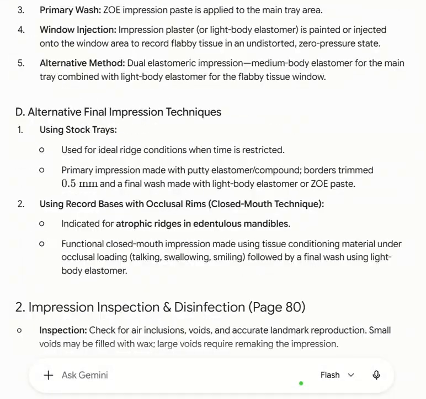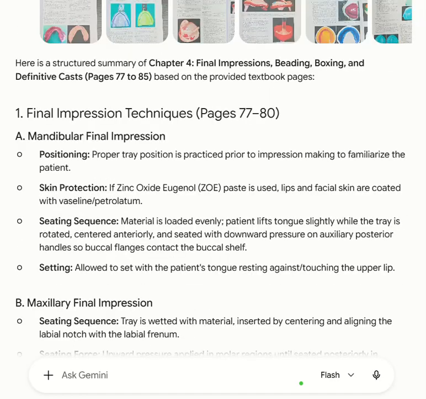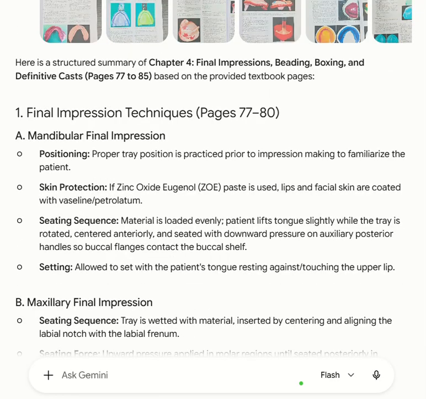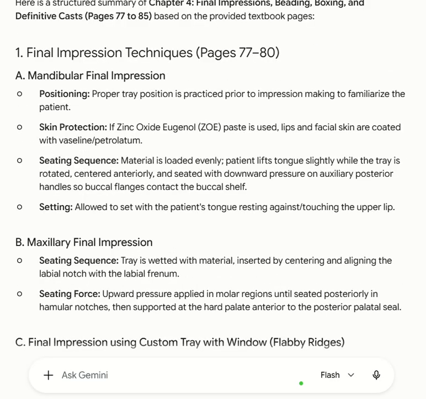Seating sequence: material is loaded evenly. Patient lifts tongue slightly while the tray is rotated, centered anteriorly, and seated with downward pressure on auxiliary posterior handles so buccal flanges contact the buccal shelf. Setting: allowed to set with the patient's tongue resting against, touching, the upper lip.